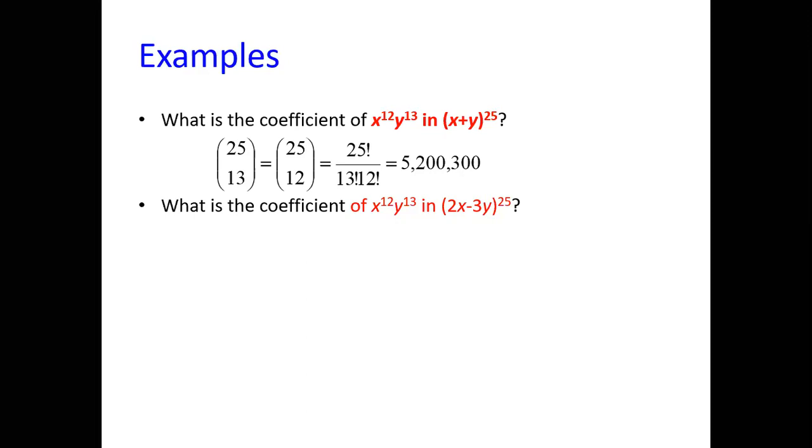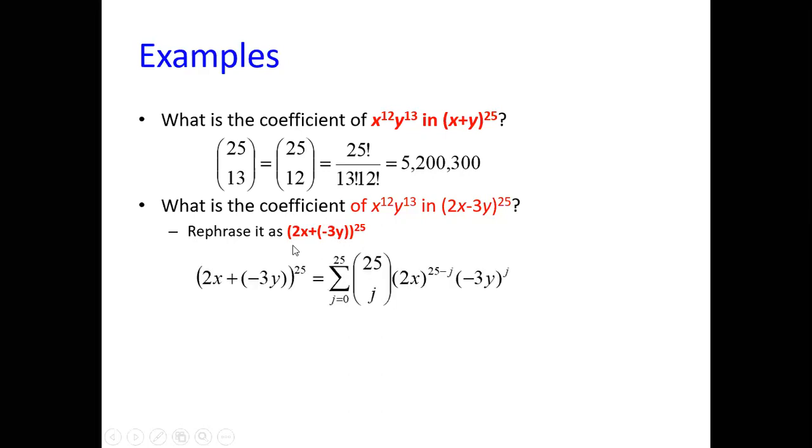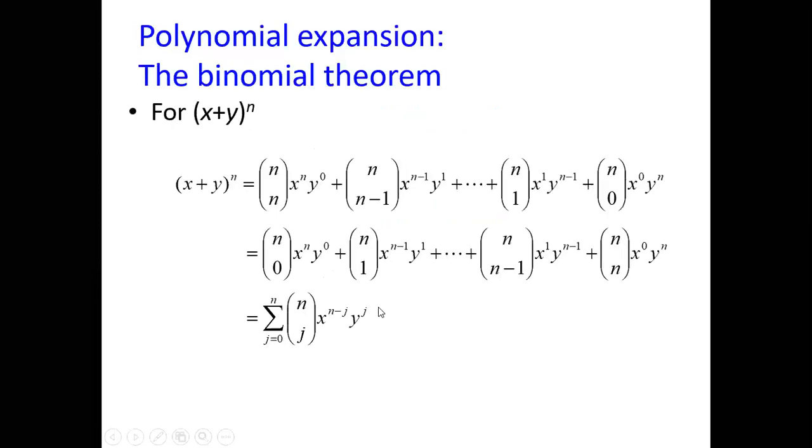لازم نضرب باثنين شيء لان في 2x. نضرب باثنين شيء في 2x يعني شوف كيف الحل. Rephrase it. Okay? (2x + (-3y)) power 25. So we have here in this equation 2x is big X, minus 3y is big Y. So from the previous example, the coefficient will be the summation j from 0 to n, C(n, j) X^(n-j) Y^j.